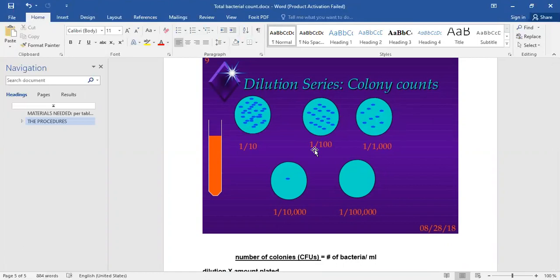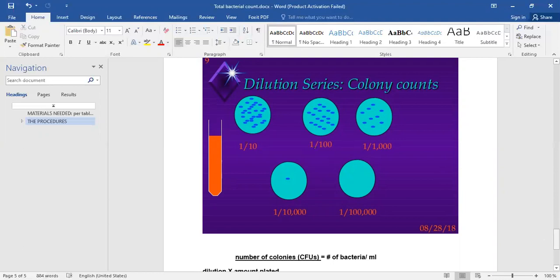Colony forming unit means the counting of bacteria in a single ml. In a single ml, how can we count the number of bacteria? For example, if one ml of the sample contains how many bacteria, we are willing to count this number.